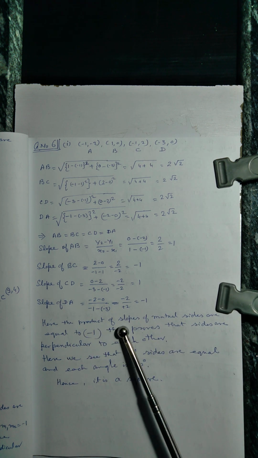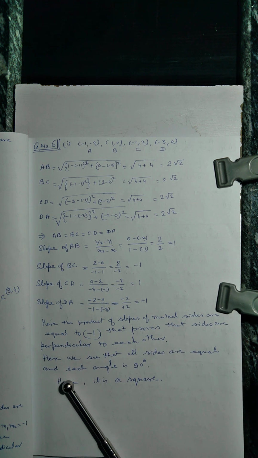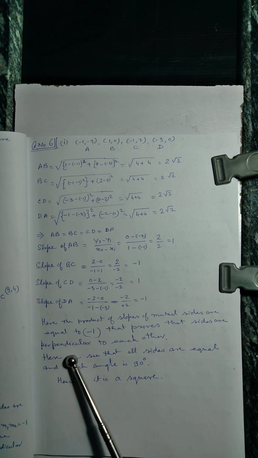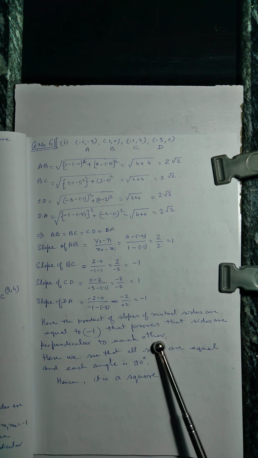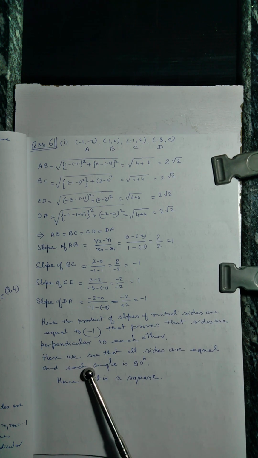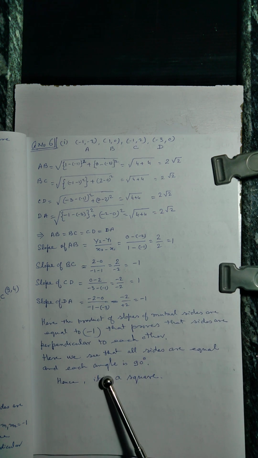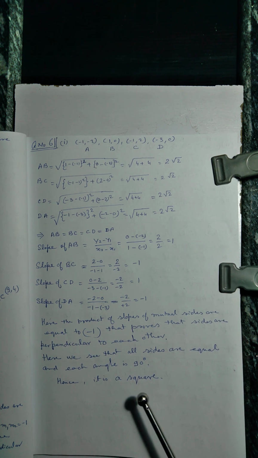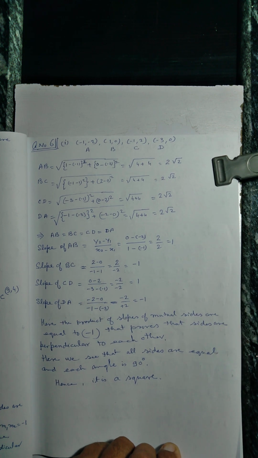Here the product of the slopes of adjacent sides is equal to minus 1. You see, the product of the slopes is equal to minus 1. That proves that the sides are perpendicular to each other. Here we see that all the sides are equal and each angle is equal to 90 degrees. Hence it is a square. Now proceed further. Question number 7.